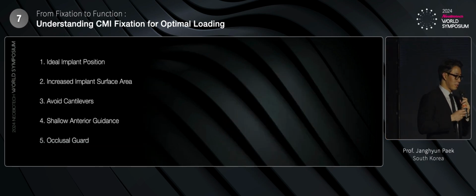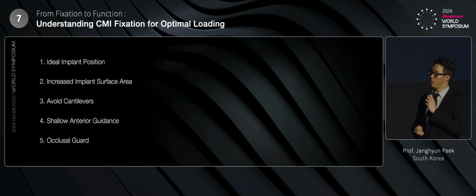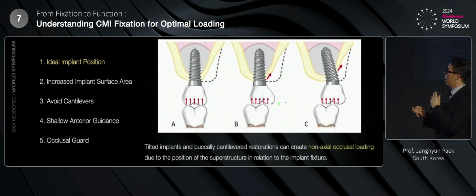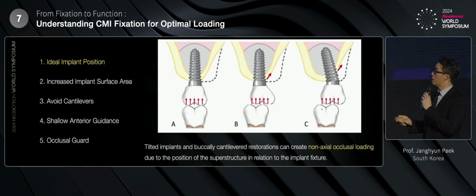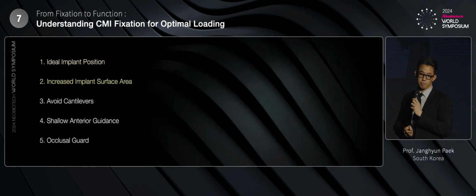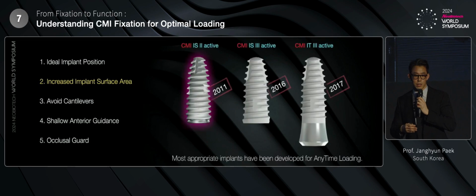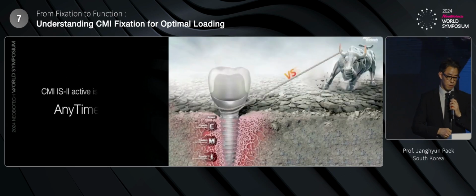So to summarize my presentation, these 5 are very critical in anytime loading. Ideal implant position. What I mean by ideal implant position is that tilted implants like this will cause cantilevers and create non-axial occlusal loading. So we have to place them as vertical to our occlusal plane. Increase implant surface area. The most appropriate implants for anytime loading have been developed by Neobiotech. The CMI IS2 is very good. CMI IS3 is also very good for anytime loading.